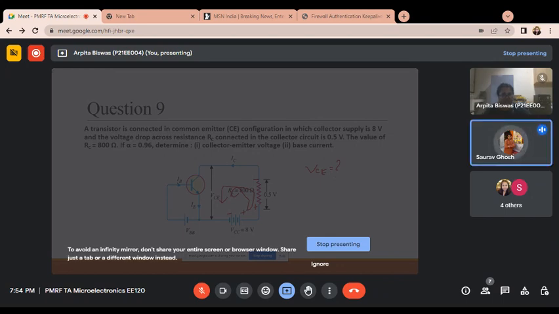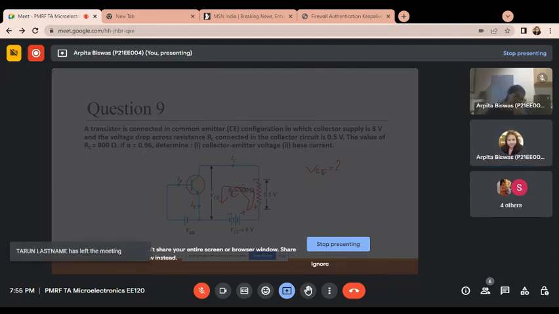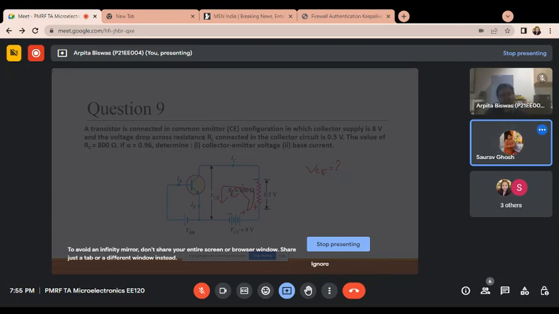Then it will be minus VCC plus 0.5 divided by 800. Then why? Just a minute. You are only calculating the voltage, okay? And now you divided by this 800. The simple logic is, this is a very easy question. Only the voltage is given. So 7.5. Yes, the right answer is 7.5.